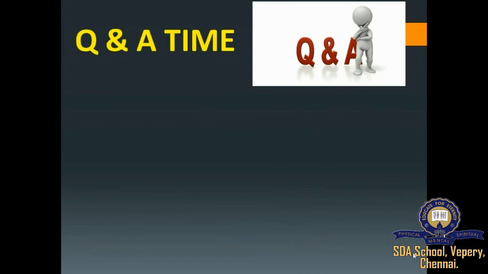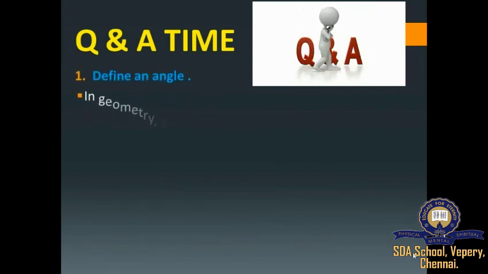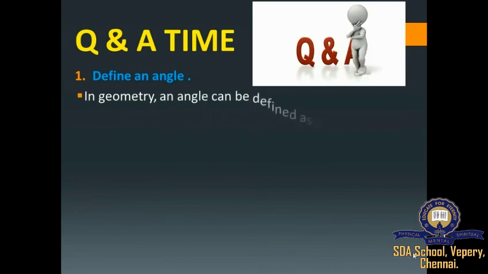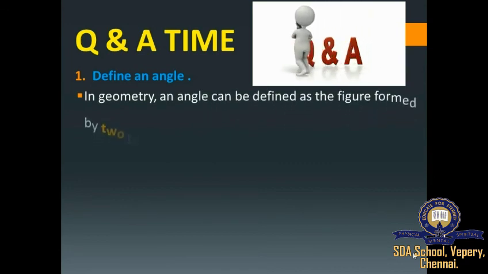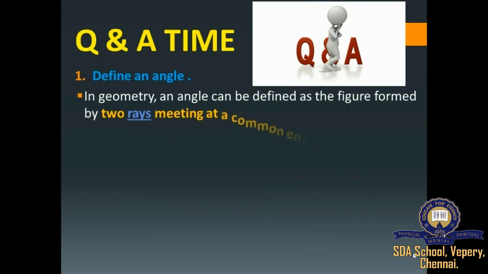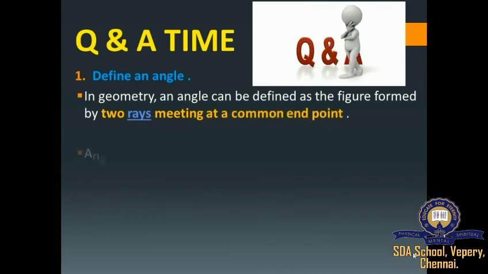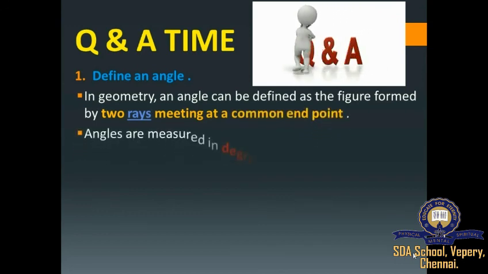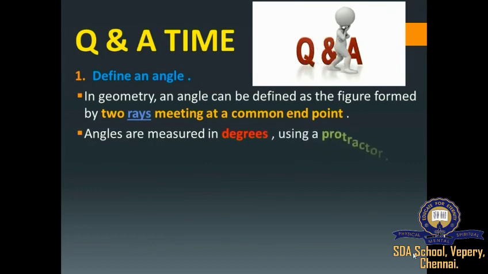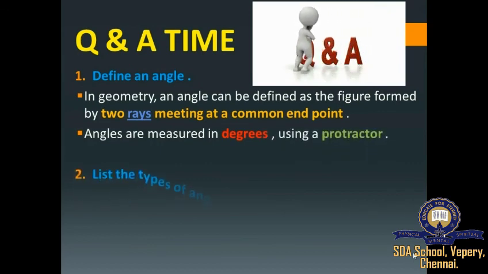So that's it, students. Now it's time for question and answer. So the first question is, define an angle. Yes, very good. So in geometry, an angle can be defined as the figure formed by two rays meeting at a common endpoint. Okay, so angles are generally measured in degrees using a protractor. Very good, students.